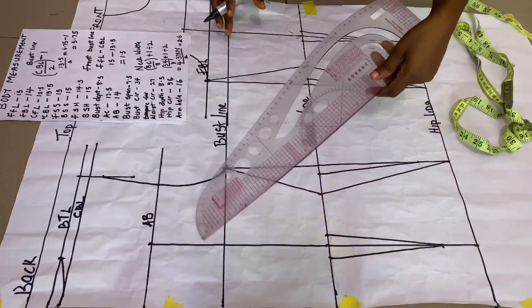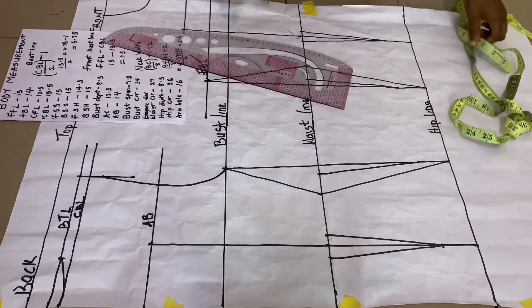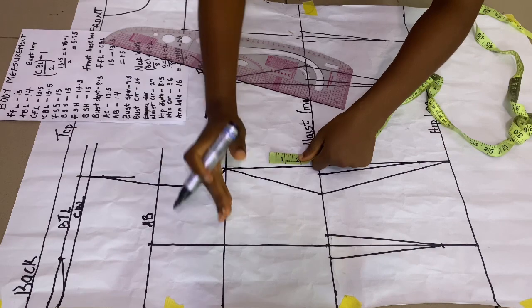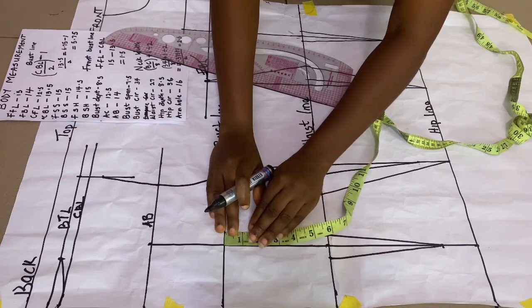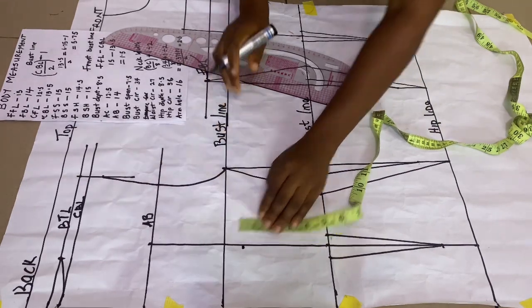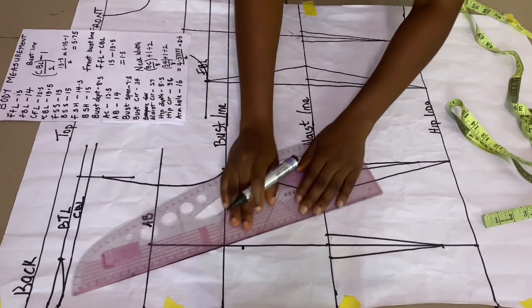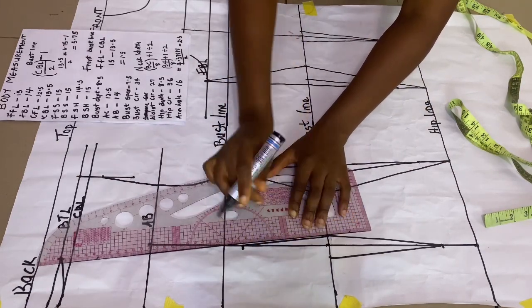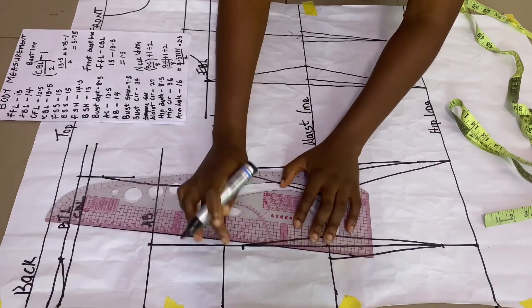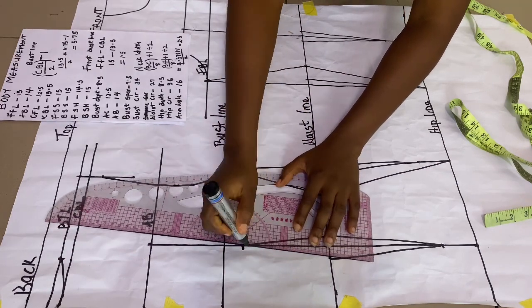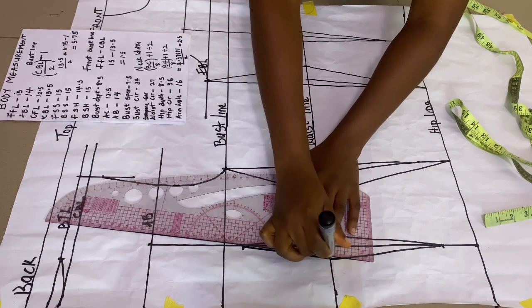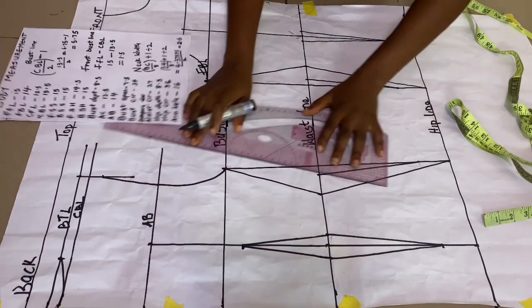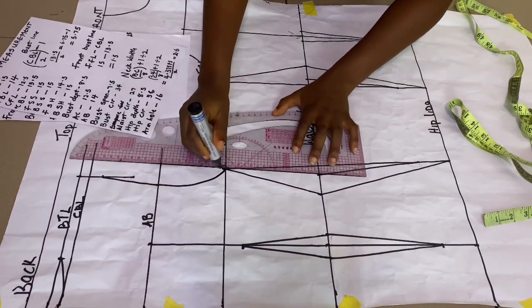So for the back, I'll mark 1 inch from the bust line, and that's where I'll be connecting this dart amount to at the back. I marked 1 inch. Then for this side seam, I'll just connect it to the bust line.